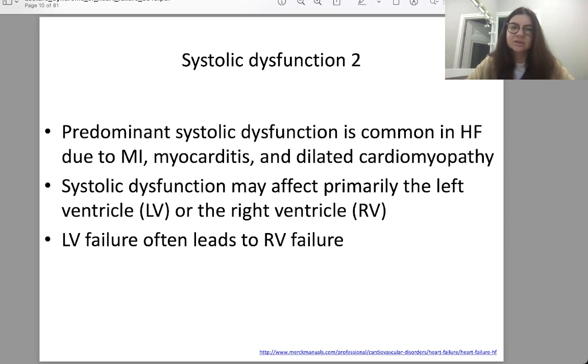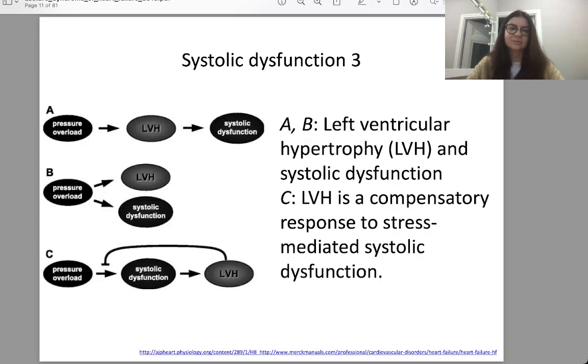Predominant systolic dysfunction is common in heart failure due to myocardial infarction, myocarditis, and dilated cardiomyopathy. Systolic dysfunction may affect primarily the left ventricle and the right ventricle. Left ventricle failure often leads to right ventricle failure.